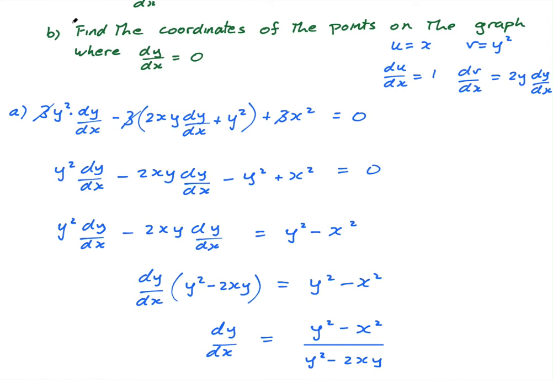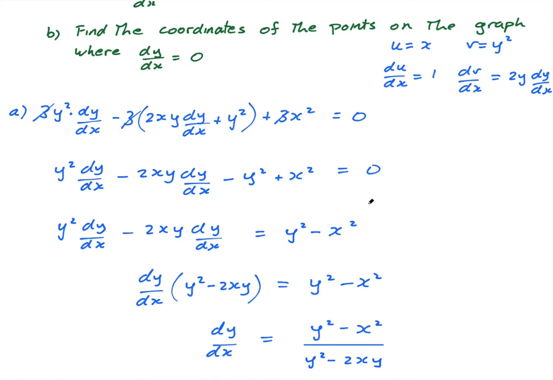Part B also is not too bad once you've done this. So it says find the coordinates of the points on the graph where dy dx equals 0. The slight change I made to the past paper question was that I actually said to find this. They just said this, find the coordinates on the graph where dy dx equals 0. And if they do that, it's a little bit easier, because you can just, even at this point here, sub 0 for this and 0 for this, and you're just left with minus y squared plus x squared equals 0 and solve from there.